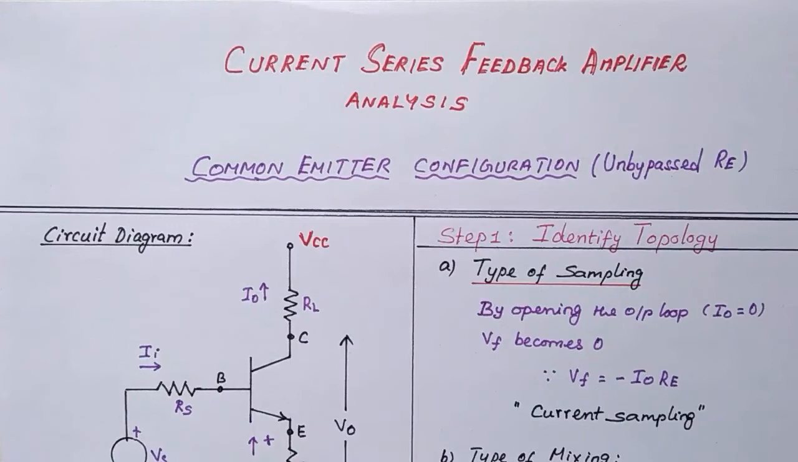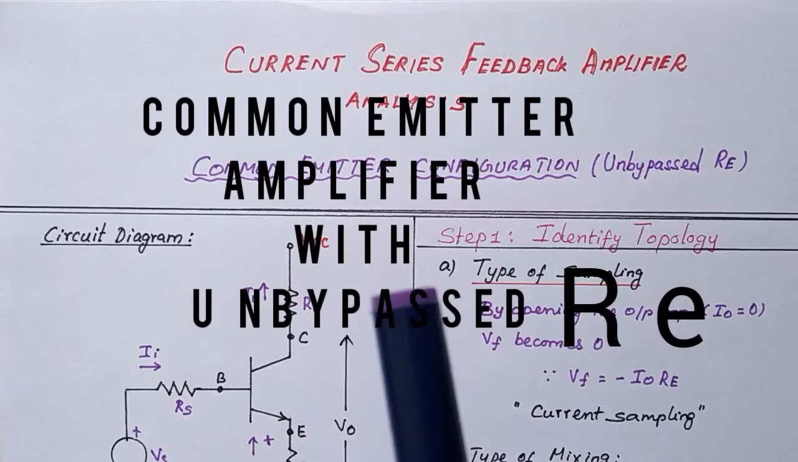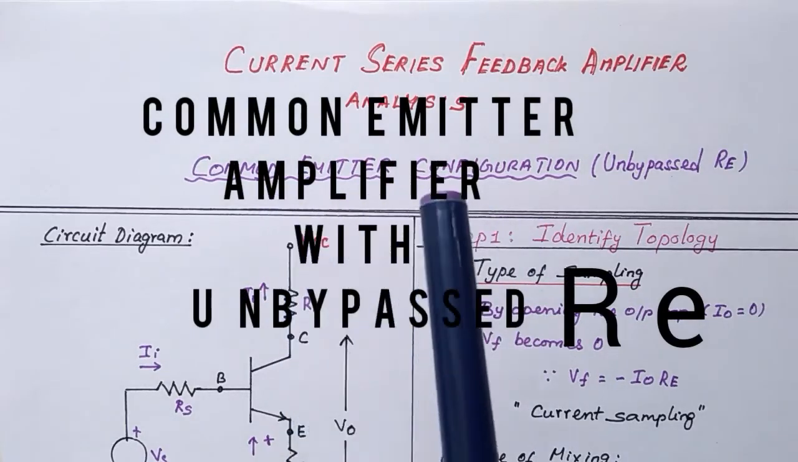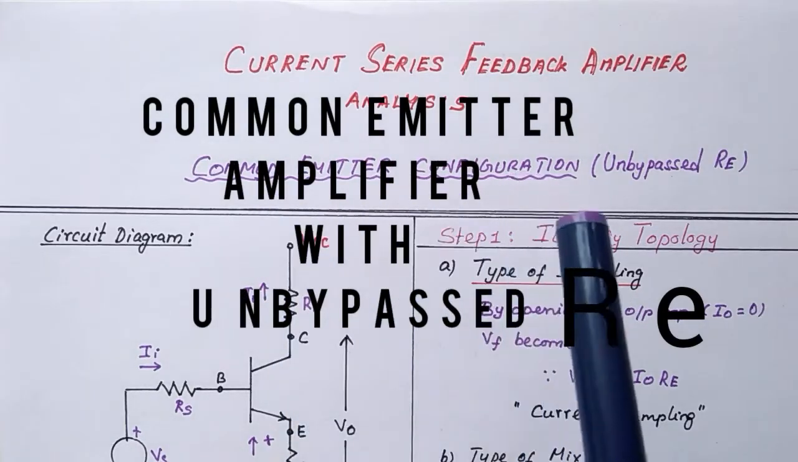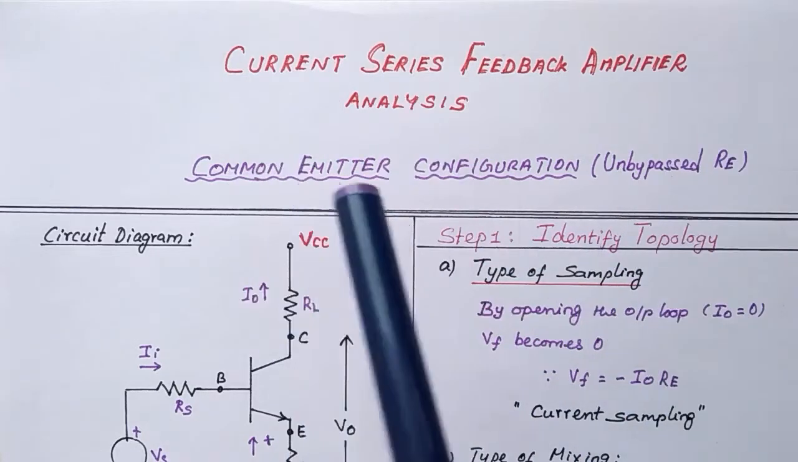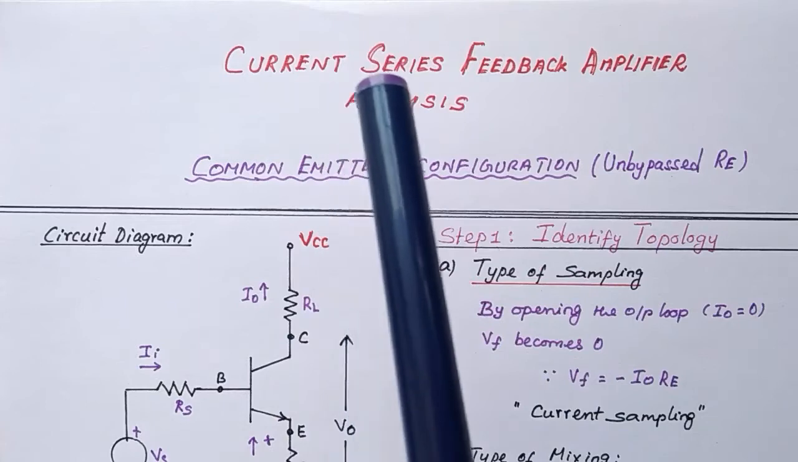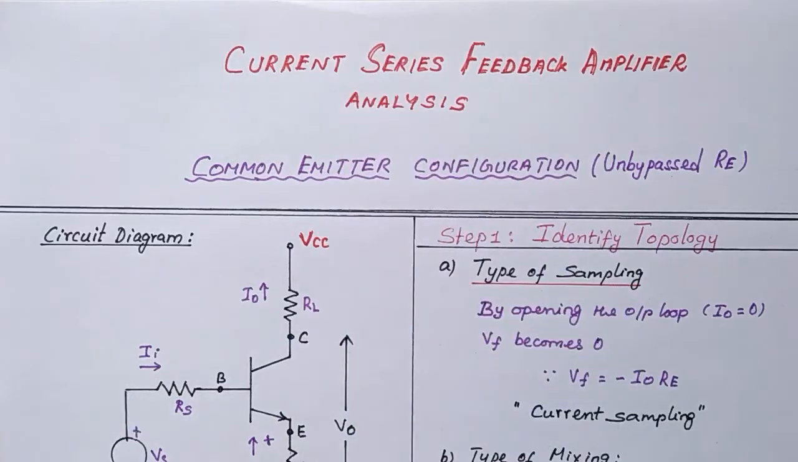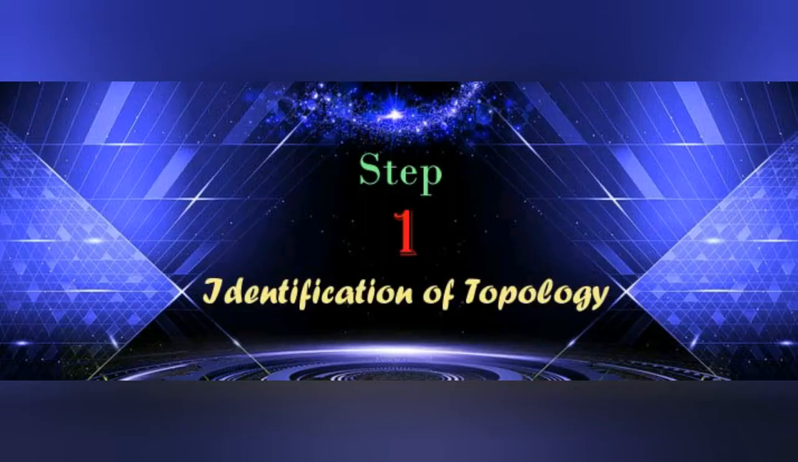In this video class, I am going to discuss how to analyze a current series feedback amplifier. The example I have taken here for the analysis is common emitter configuration with unbypassed RE. So this circuit is nothing but an example of current series feedback amplifier. Step 1. Identification of topology.